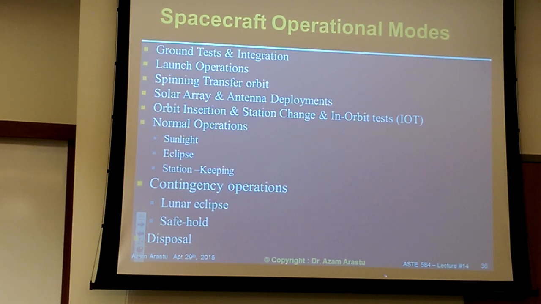Then insertion into the right orbits. Then in normal operations, you are either in sunlight, eclipse, or station keeping. If it's electric station keeping, I'm operating all my loads, charging the battery, and at the same time doing orbit raising or station keeping. And then contingency operations.